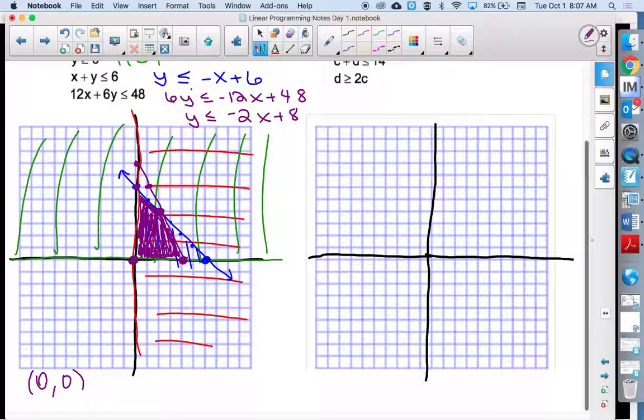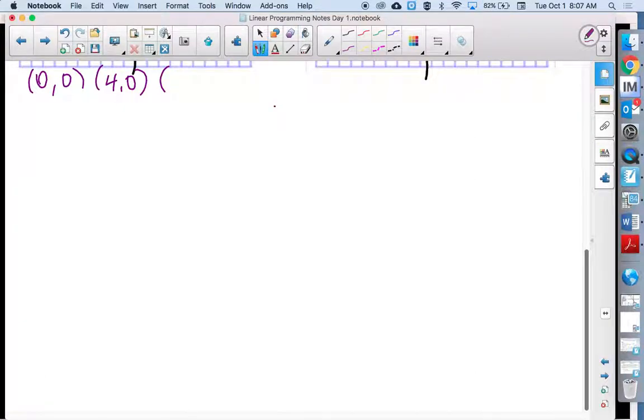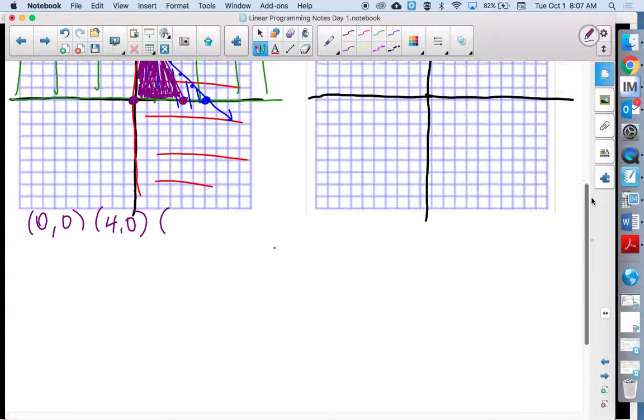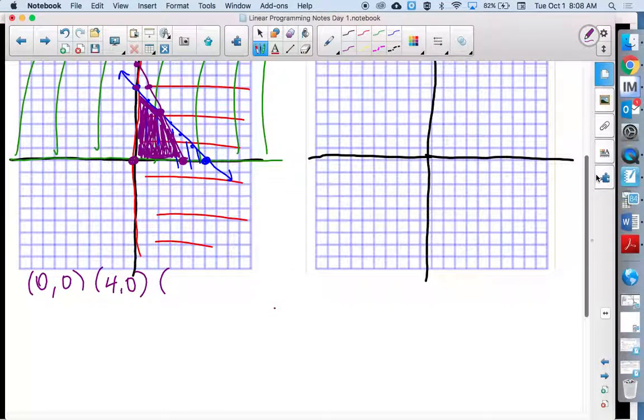So Sadie, we have one at 0, 0. A second one at 4, 0. So that one's on the x-axis. Where else, Sadie? Yep, 0, 6. And then there's one final one in the middle.